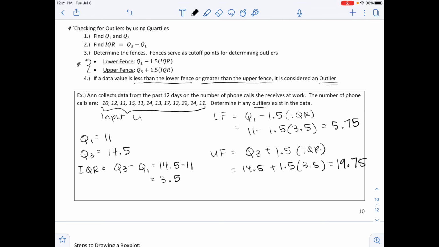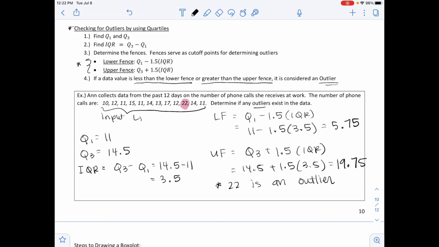an outlier. If you look at your data values, do we have anything smaller than 5.75 or anything larger than 19.75? Looking at your string of values, you will notice that you have an issue. That issue is 22. That is larger than 19.75, your upper fence. So 22 is an outlier, because it is larger than your upper fence.